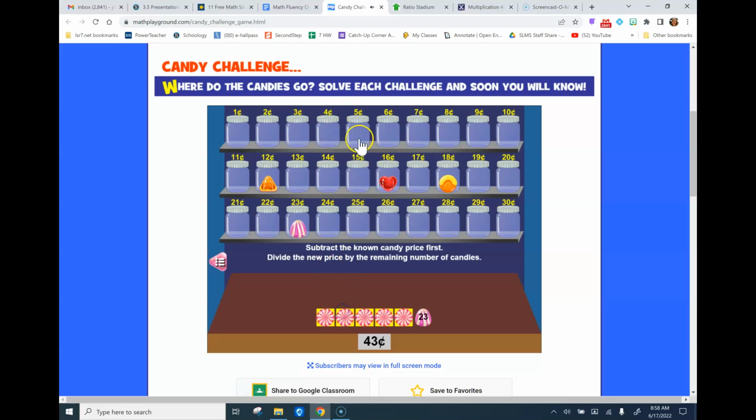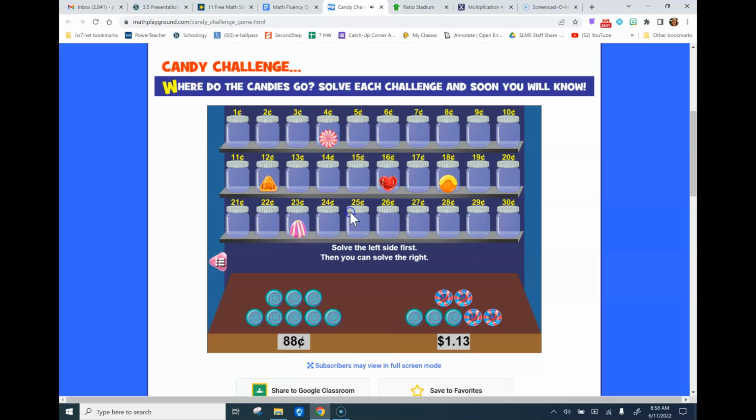You have to remember to click on the candy and then go up here. Okay, and you can see, oh, and then it goes to this, which is really cool. You have to solve the left one first to figure out what each one of these are worth. So that's 1, 2, 3, that's 8, so that's 11 cents.